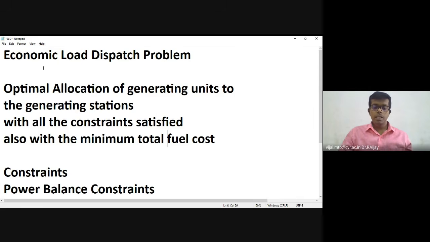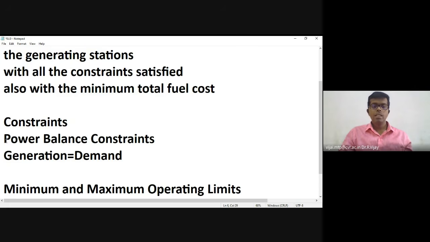So this is the objective function of economic load dispatch, that is, minimize the total fuel cost. The constraint is, as I said, the power balance constraint. From the name itself, power is getting balanced. Whatever the generation, the resources, that is equal to the demand, which we can also call load. In other words, load plus losses, the transmission network losses. Transmission network losses will always be there.